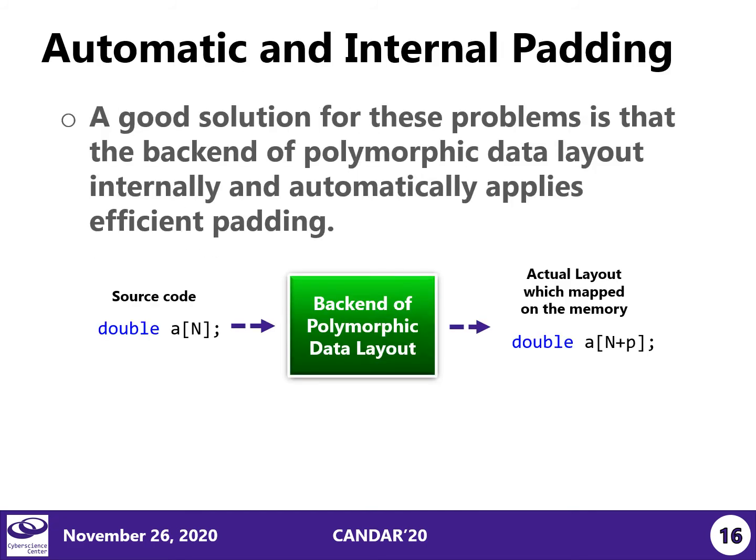Then, a good solution for those problems is polymorphic data layout. We propose a framework that can be the backend of polymorphic data layout and internally and automatically do efficient padding. Then, programmers don't even need to note the occurrence of memory access conflicts. Polymorphic data layouts do it all.